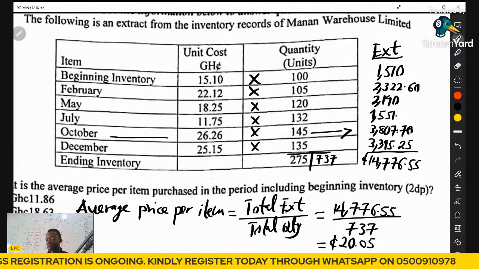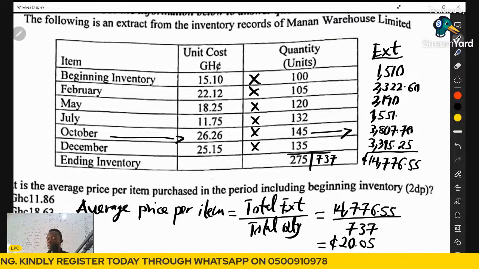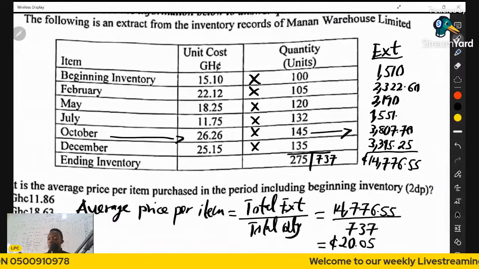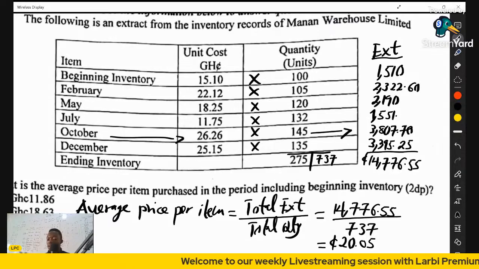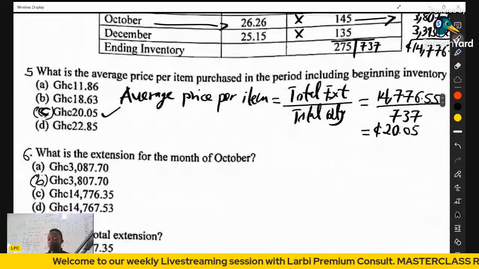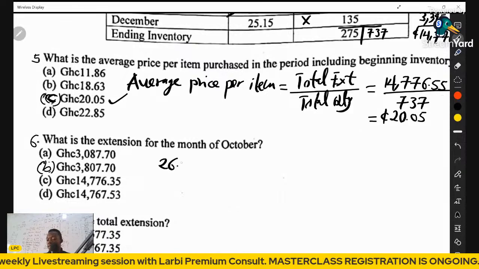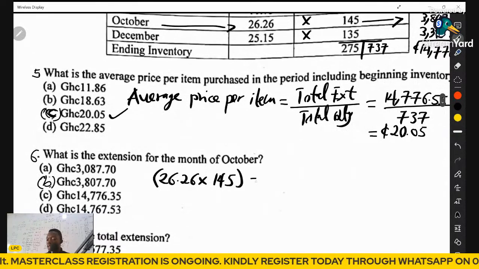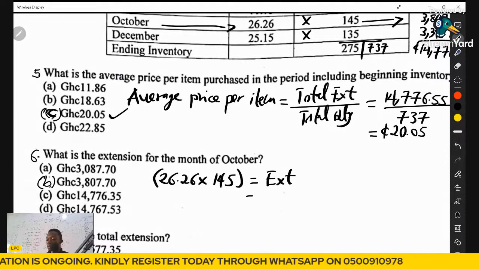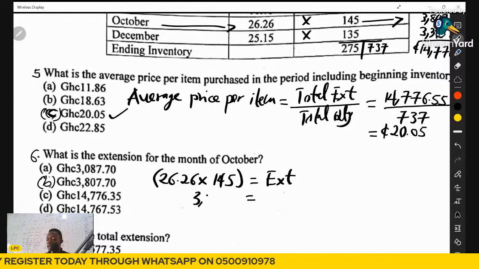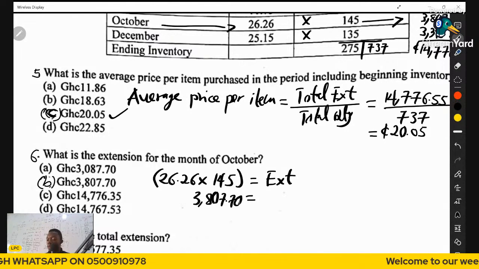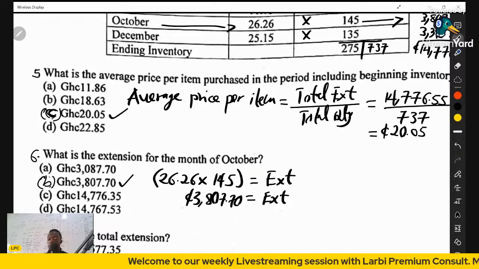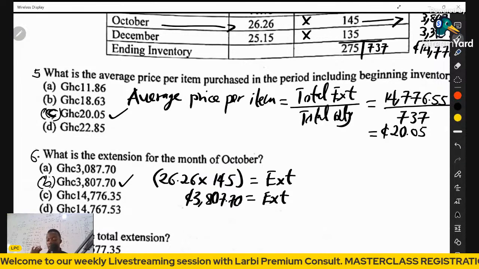So for the month of October, where I've used the arrows, it is 26.26 multiplying 145. And we're getting 3,807.70. That's going to be the extension for the month of October. I think that is correct. Yeah. So this is going to give us what we call the extension for the month of October, 3,807.70 Ghana cedis. And that should give us option B in that line. So let's take note of that.